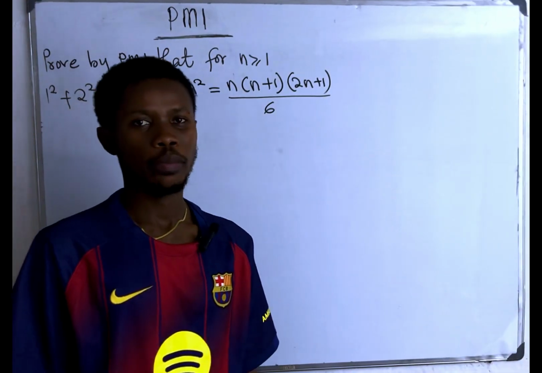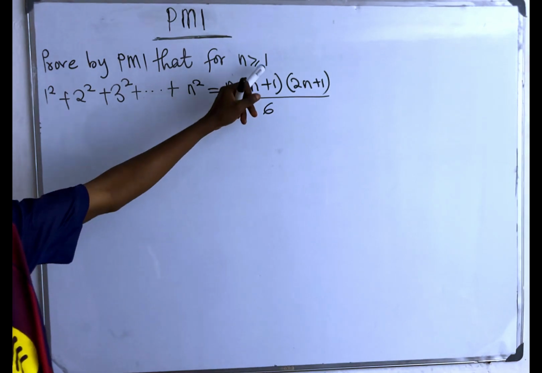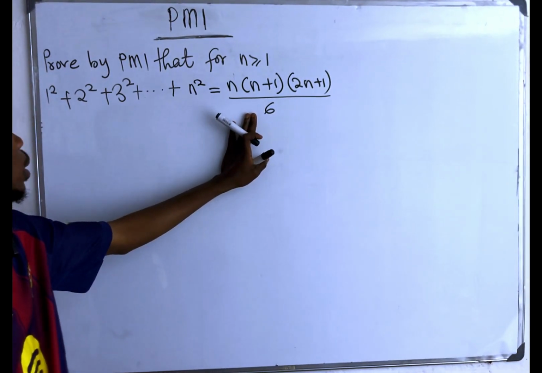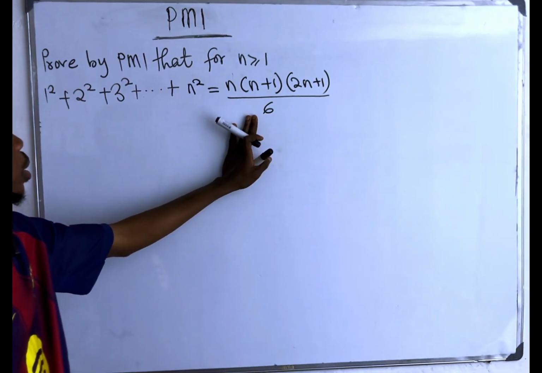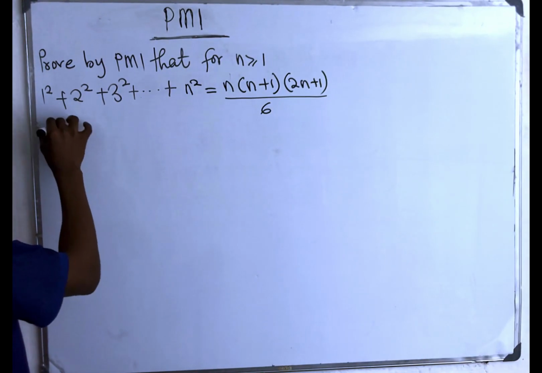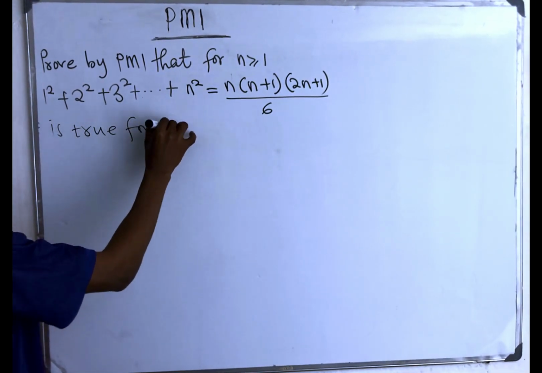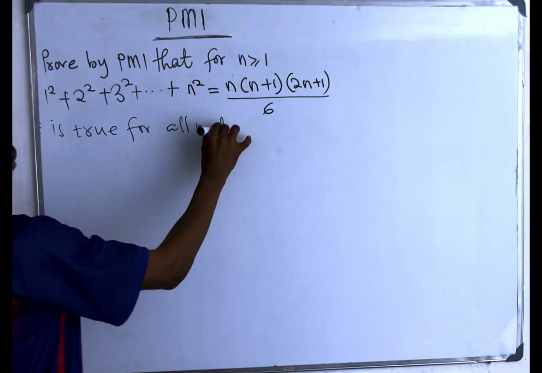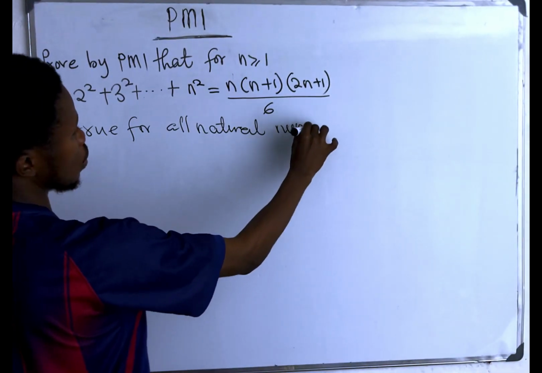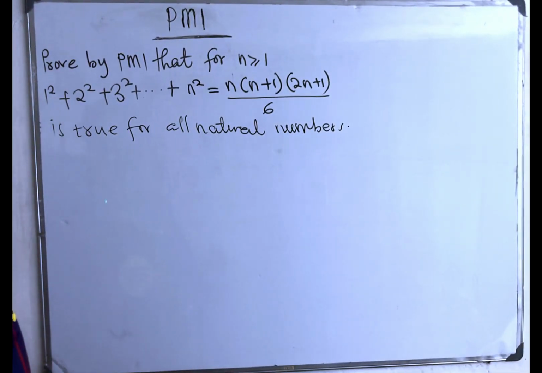Now let's look at example 2. Prove by PMI that for n greater than or equal to 1, for this equation, this is a mathematical statement, to prove that this is true for all natural numbers. So let's prove this.